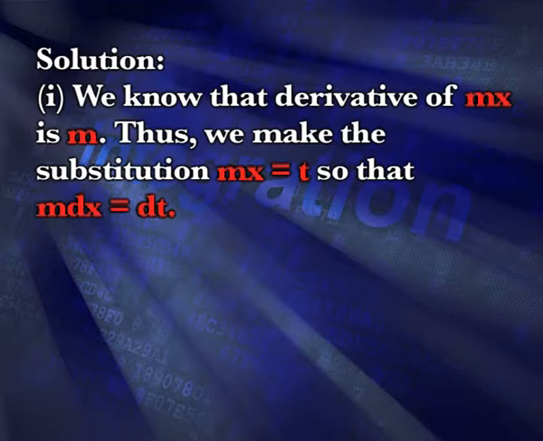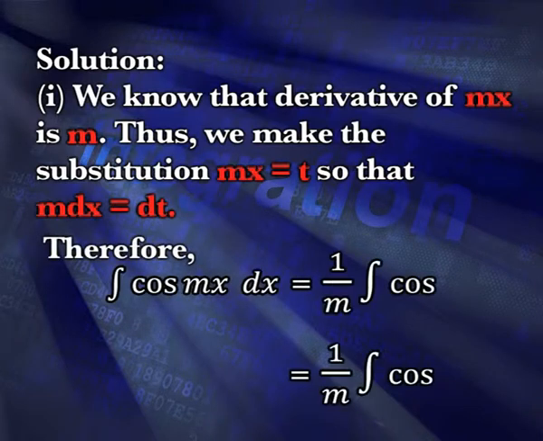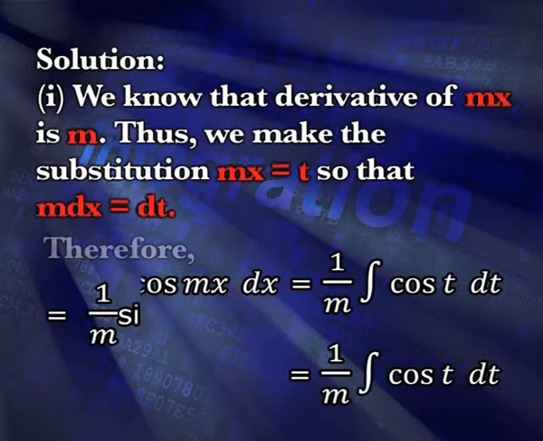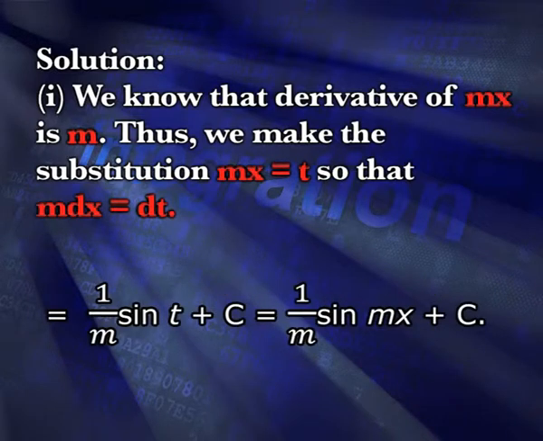For the first one, we know that the derivative of mx is m. Thus we make the substitution mx equals t, so that m dx is equal to dt. Therefore, integration of cos mx dx is equal to 1 by m integration of cos t dt. So this is equal to 1 by m times sine t plus c, which is equal to 1 by m sine mx plus c.